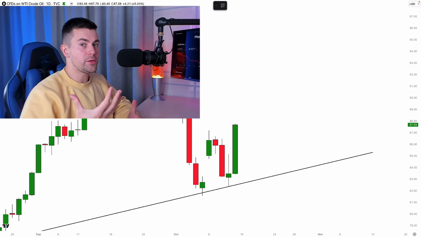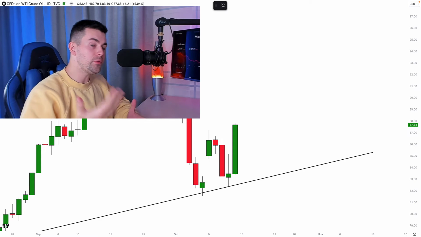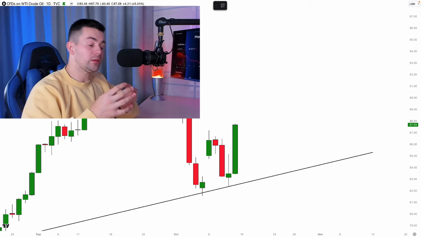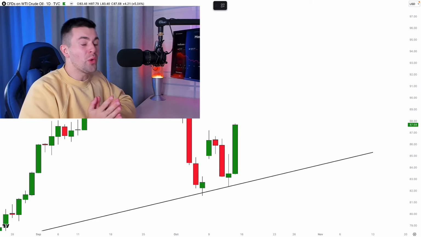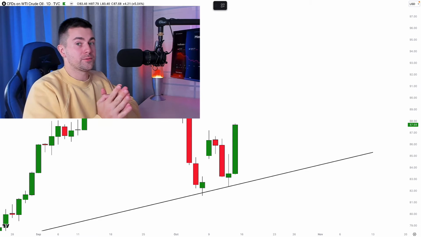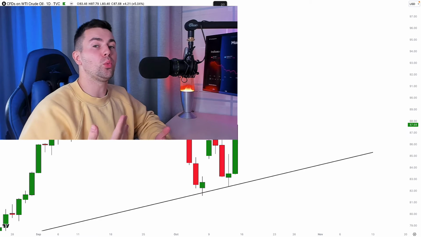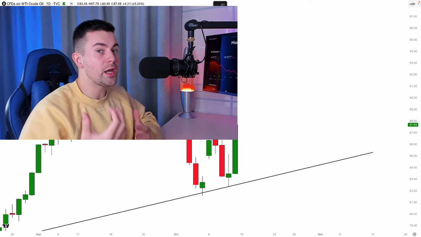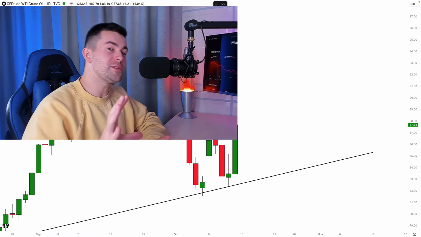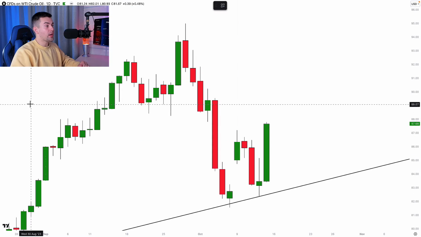And what confirmation should we look for? If you want to buy, you need this sign of strength of the buyers. You should see the willingness of buyers to buy. And there are multiple ways to confirm that, but the easiest is to wait for a breakout of some important resistance. Take a look at that structure.